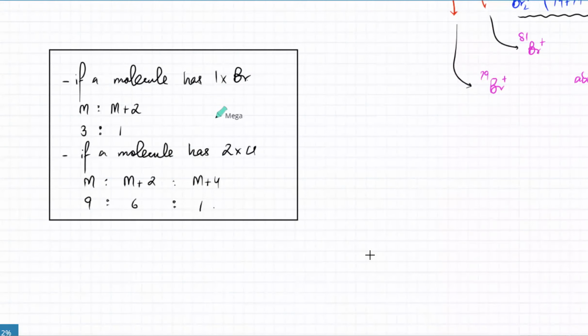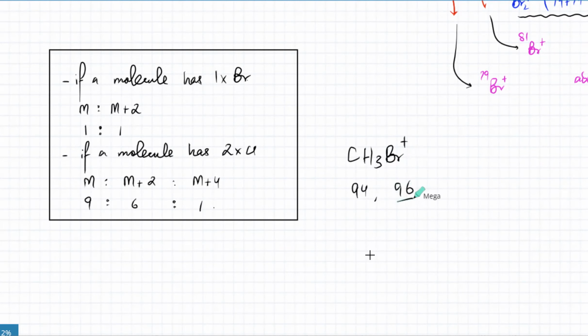So if it's got 1 BR, then the M plus 2 ratio would be 1:1, because they have equal probabilities. If you have CH3Br and that particle is detected, then there would be two CH3Br's basically. One would have bromine as 79, so the mass would be, what's 15 plus 79? 94. Or it could be Br with an isotopic mass of 81. So it's going to be 96, right?